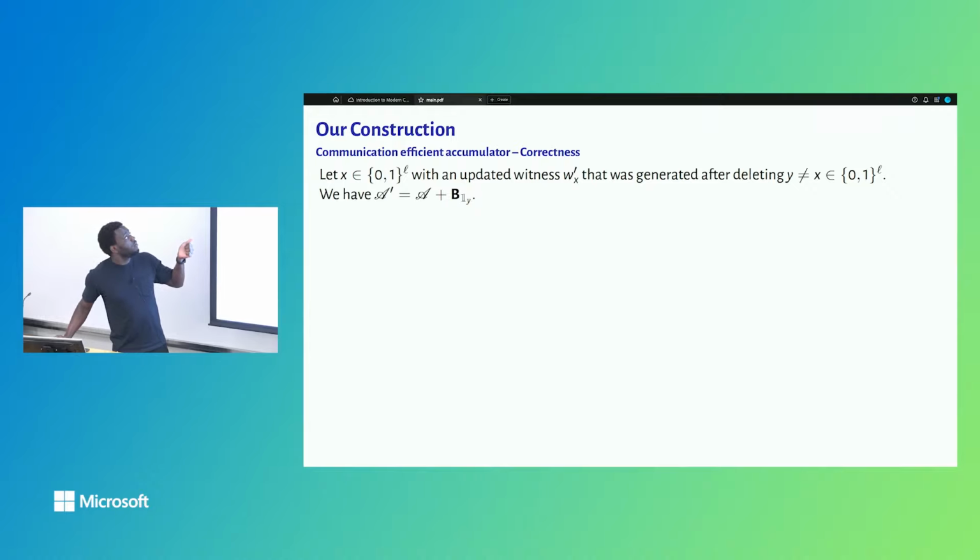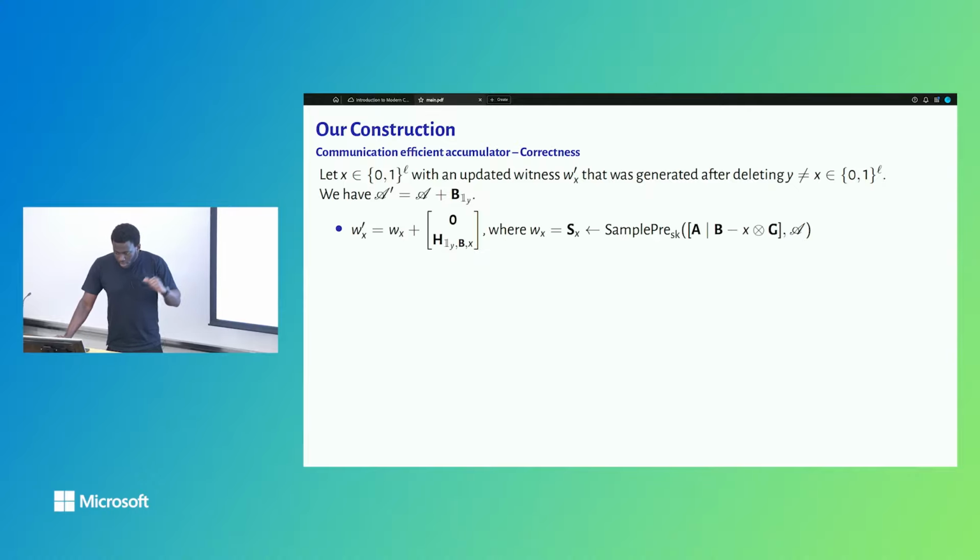From delete, we have that our new accumulator value is going to be the old accumulator value plus this matrix B indicator of Y, where Y was the element that was deleted from the accumulator. Now the new witness for our element X that's still in the accumulator is going to be its old witness plus this matrix that contains 0 at the top and the matrix H at the bottom, where the initial witness is the signature on X with respect to the old accumulator value.